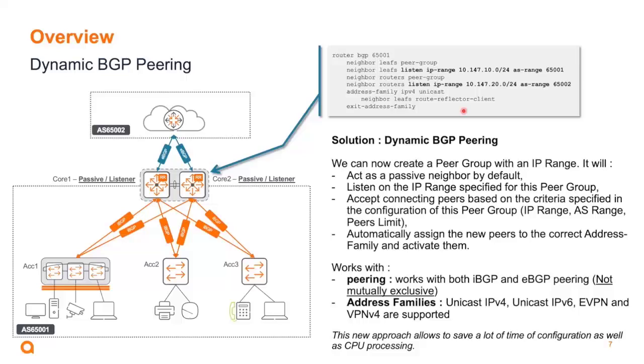But there is also an important thing to note. Dynamic BGP peering can work with both iBGP and eBGP peers on the same device. This is not mutually exclusive. It also supports all the address families that we have today in AOS-CX. This includes IPv4 unicast, IPv6 unicast, L2VPN EVPN, and also VPNv4.